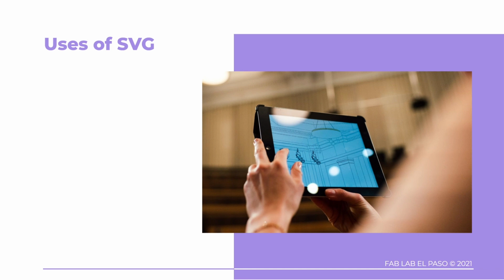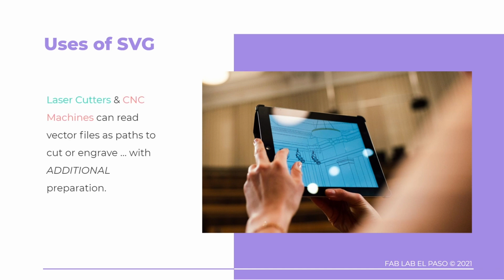In addition to digital applications such as logos and custom designs, we can actually use SVG files on machines. In previous sessions, we learned about laser cutters and CNC machines, and it turns out that both of these machines are compatible with vector files. These two machines can cut and engrave designs into physical materials with additional preparation.